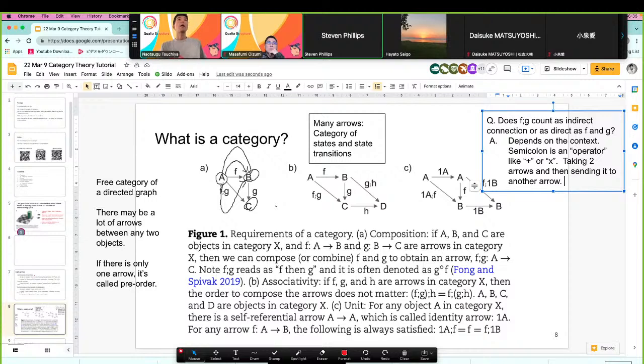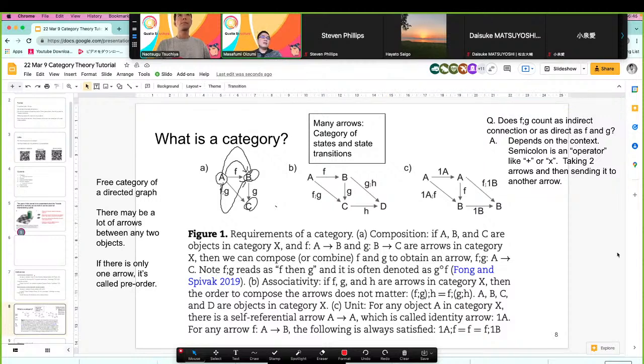That's good. All right, and then Masafumi? When we consider many arrows between A and B or A and C, compositionality must hold for every arrow. No, only pairs that satisfy the condition that the codomain of F, meaning the target of F, is equal to the domain of G, the source of G. So you cannot compose this kind of arrow directly.